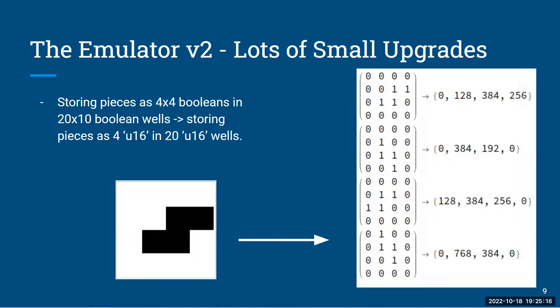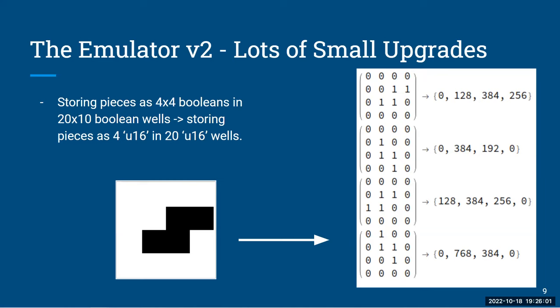So this was good. But then we started looking at how we are actually storing these pieces themselves. Initially, in the very first version of the emulator in Mathematica, we stored the pieces as 4 arrays of 4x4 Booleans. And the wells themselves were 20 by 10 Boolean wells. In order to check, does this piece intersect with any other pieces, we would simply do an AND on all 200 positions within the well. And if any of the ANDs came up with a 1, then there was an intersection and that was not a valid position. But what we've realized is that, like the hash set, we could do all this bitwise.